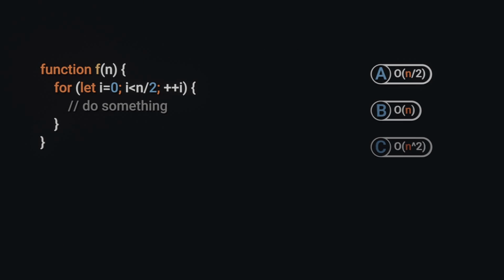What is the time complexity for this function? In this function, we have n divided by 2 iterations within the for loop. But just like in the case where we had 2n iterations, the constant value 2 doesn't provide any meaningful information, so drop it to get the answer of O of n. But don't take my word for it, verify it for yourself.